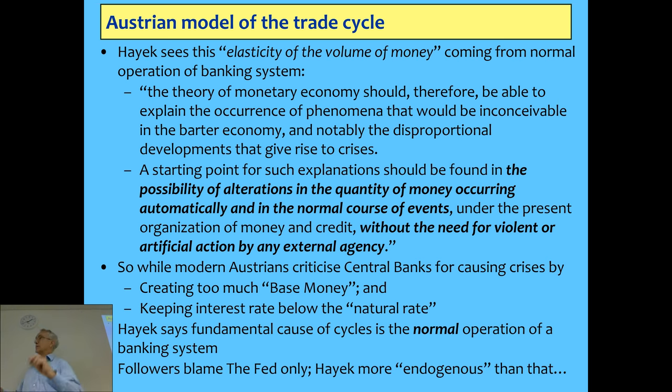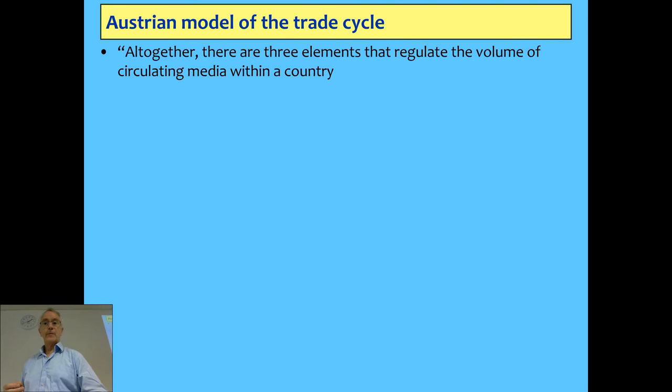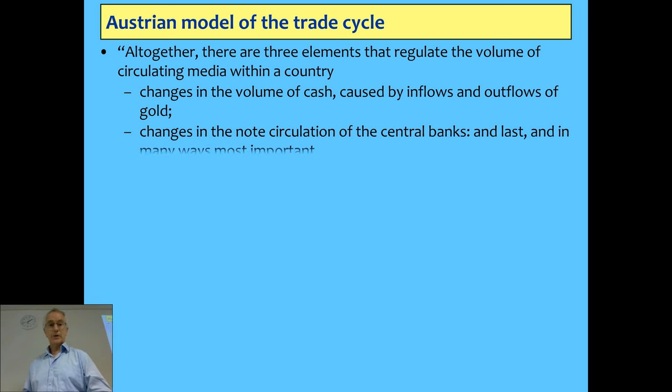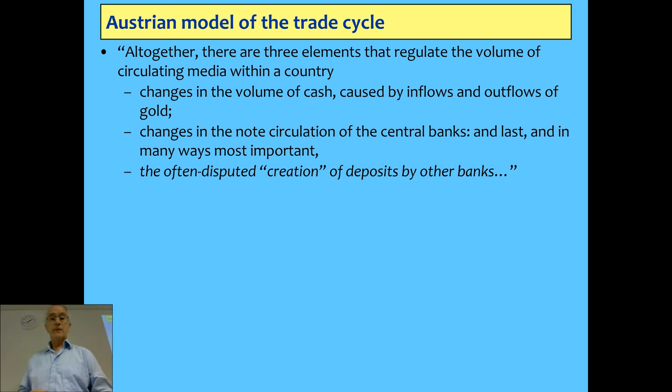So there's a way in which the Austrians in general are critical of banking. Hayek is slightly more complicated than his followers on that front. They say there's three things that will change the amount of money. There's inflows and outflows of gold, so they're seeing international trade causing those changes. Changes in the circulation of notes created by the central bank. And finally, the creation of deposits by the banks.